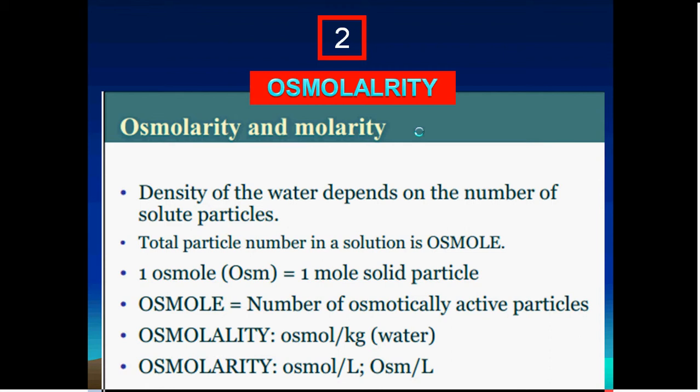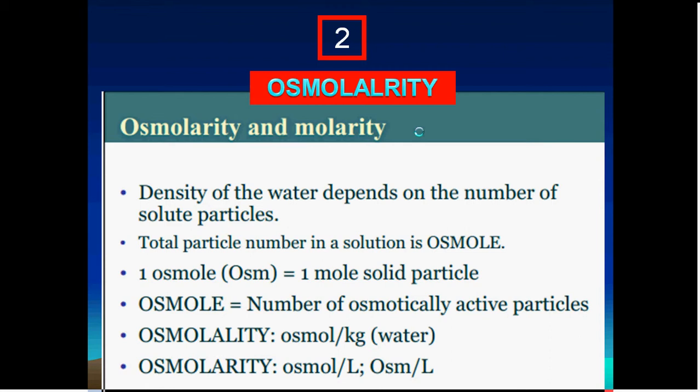So the number of particles will be 2 particles. Look at glucose. Glucose is 1 particle. So when we talk about glucose, it is 1 particle. When we talk about sodium chloride, it's 2 particles. So we count and calculate the number of particles in solution. So this is the osmolality or osmolarity.